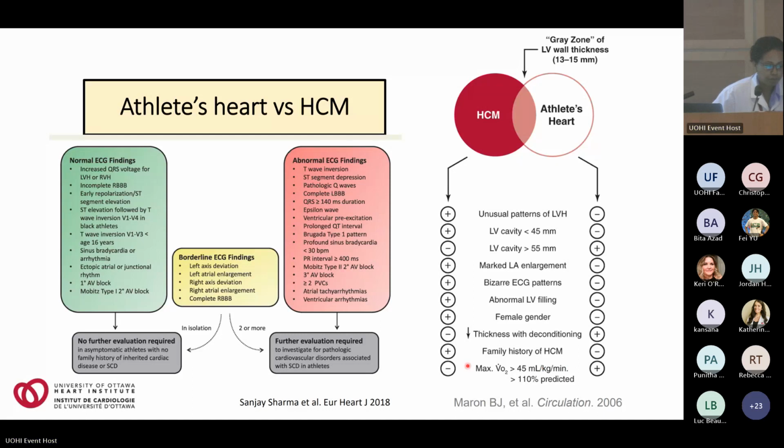And if there is any doubt and there is no definite diagnosis afterwards, we can also do deconditioning for 6 weeks or more, and we should be able to witness change in the LV thickness and also in the ECG. And I also want to point out that among female athletes, a wall thickness of 12 and above is always abnormal.